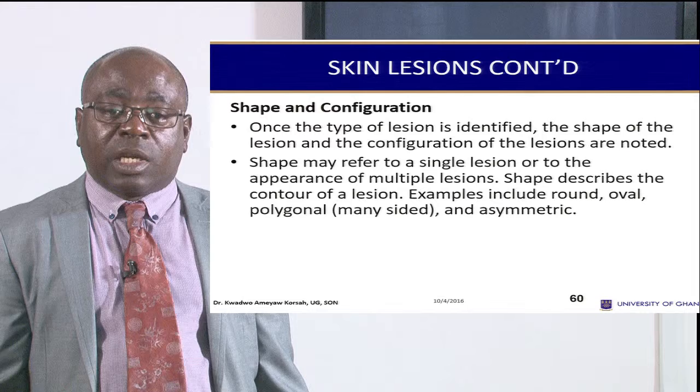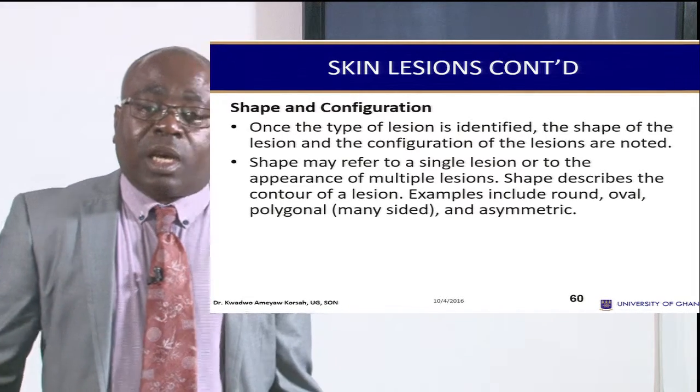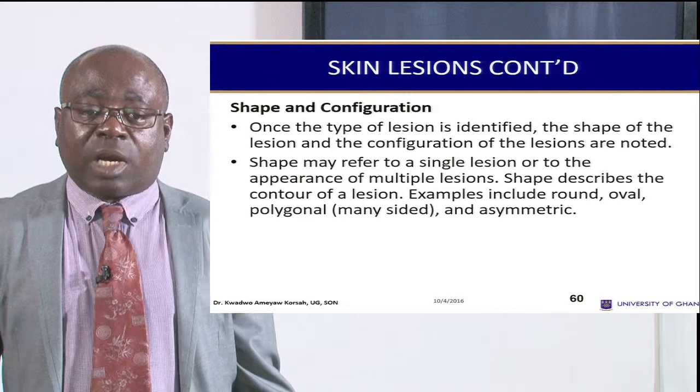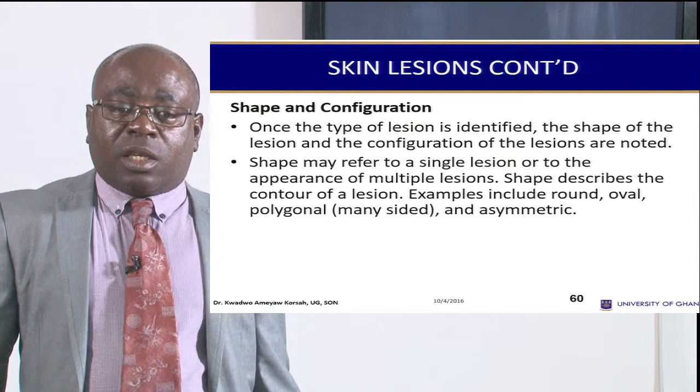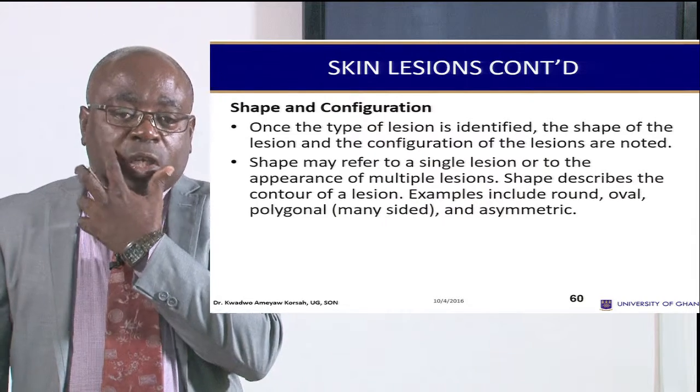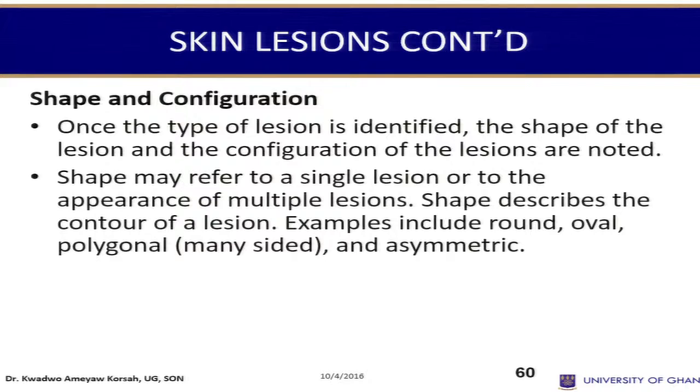We have petechiae. We also have, as part of skin assessment, shape and configuration. Once the type of the lesion is identified, the shape and the configuration of the lesion are noted. Shape may refer to a single lesion or the appearance of multiple lesions, and shape describes the contour of the lesion. Examples include round, oval, polygonal, many-sided, and asymmetric. So the shape defines the structure of the lesion, and the configuration, how the lesions are arranged.